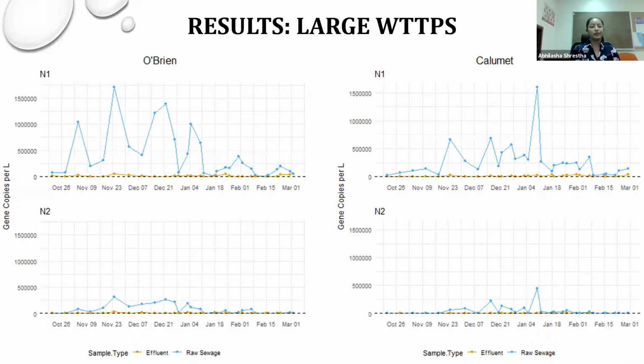Here are some results from the other 2 wastewater treatment plants, O'Brien, which serves the north side of the city of Chicago, and Calumet, which serves the south side. For O'Brien, the highest N1 concentration that we saw was around 2 million, and same for Calumet, where the highest N1 concentration was about 1.9 million gene copies per liter.